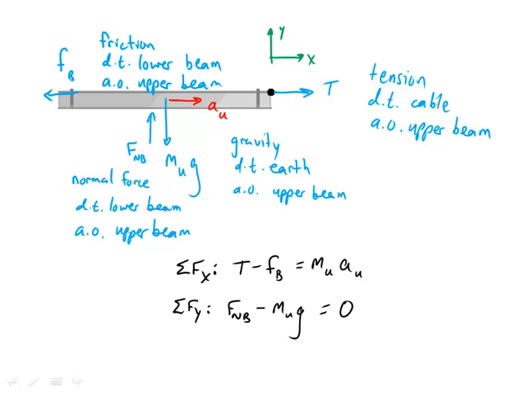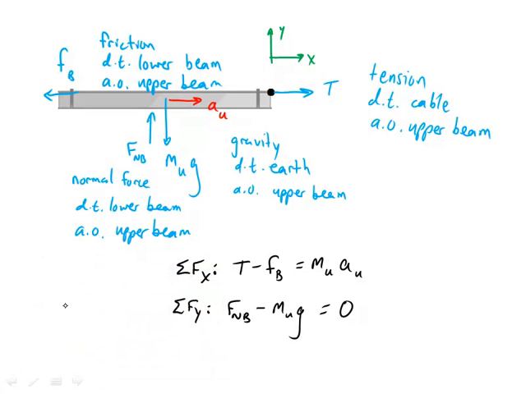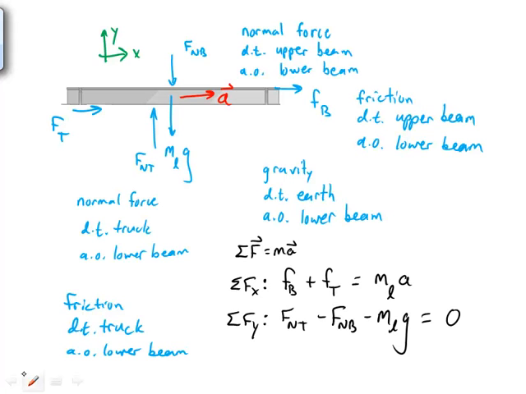Whether or not the acceleration of the upper beam and the lower beam are the same depends on the situation that the problem presents. There are all of the forces acting on the upper and lower beam, but let's take note. Normal force, lower beam, upper beam. Go back here. Normal force, upper beam, lower beam. That's a Newton's third law pair.